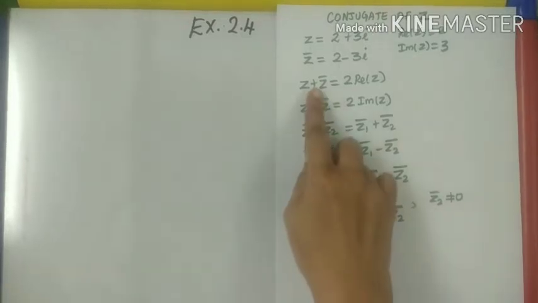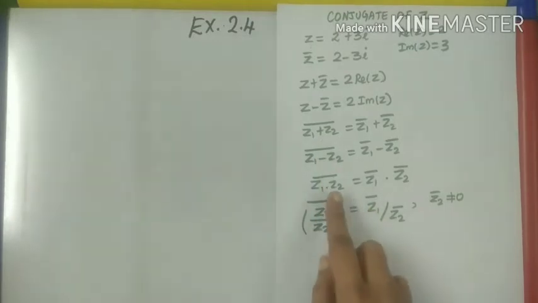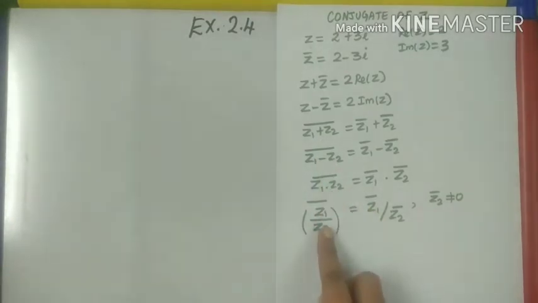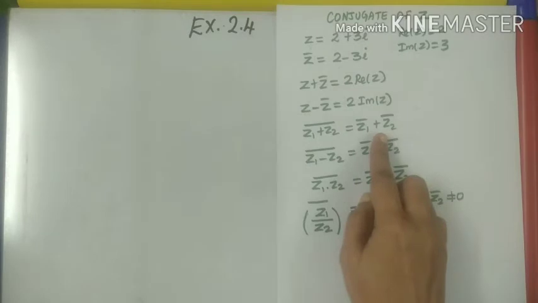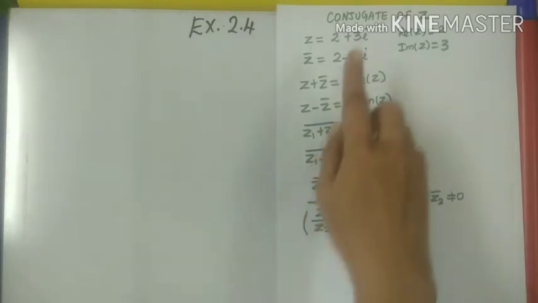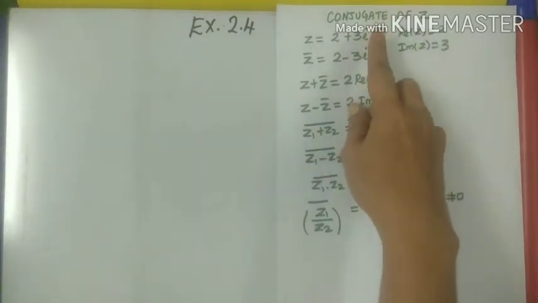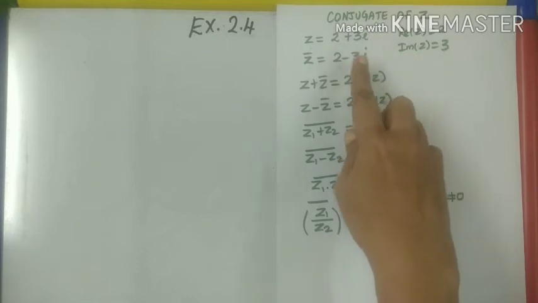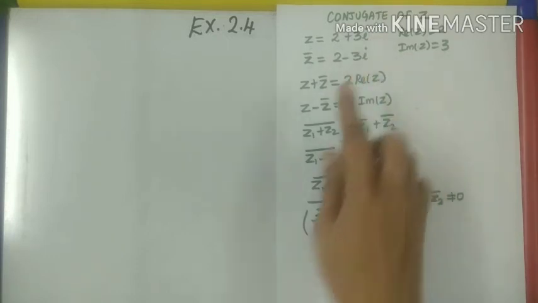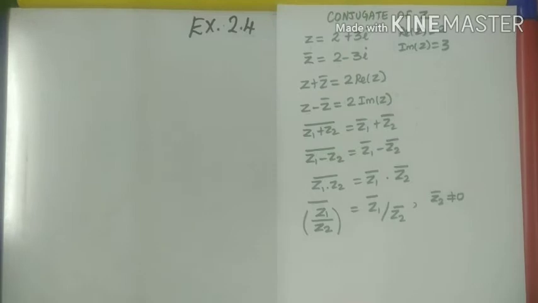So, for plus, for minus, for into and for division, bar can be split. Bar represents conjugate. Conjugate means imaginary part, change the symbol. We shall continue with the exercise now.